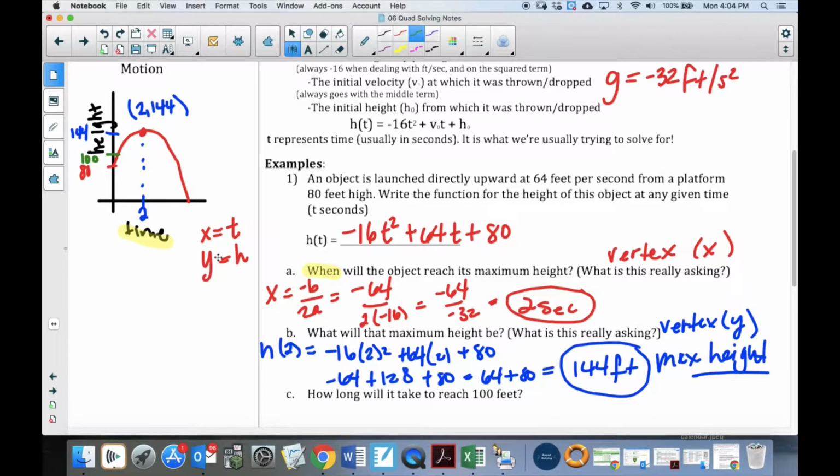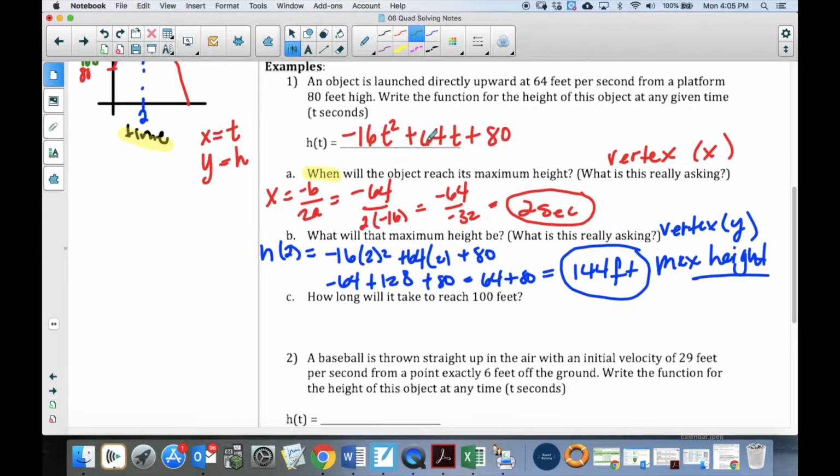Okay, think about our variables. This is on the y-axis, so we're talking about h is 100. I'm going to take this original equation that we came up with, and I'm going to put in 100 for the height. And what we're looking for is the time, because it says how long, that's t. So we need to solve for t.